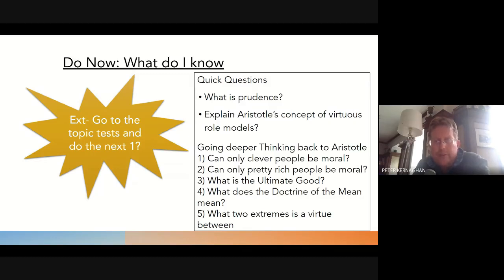What is the ultimate good? Well, eudaimonia, to live the well-lived life. What does that mean? Well, it's a mixture of individual and social well-being. The doctrine of the mean: the virtue between the vices of excess and deficiency. What are the two extremes of virtue?